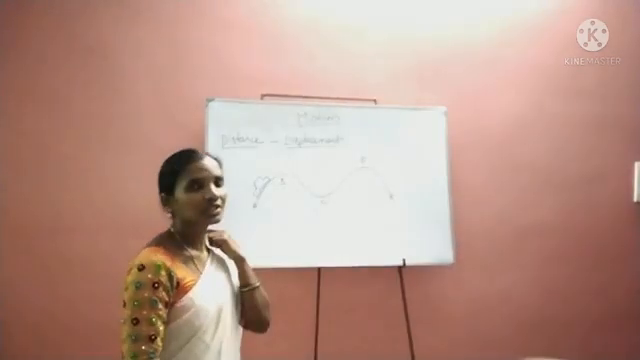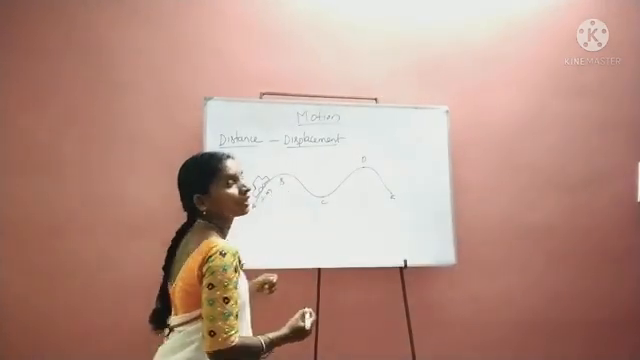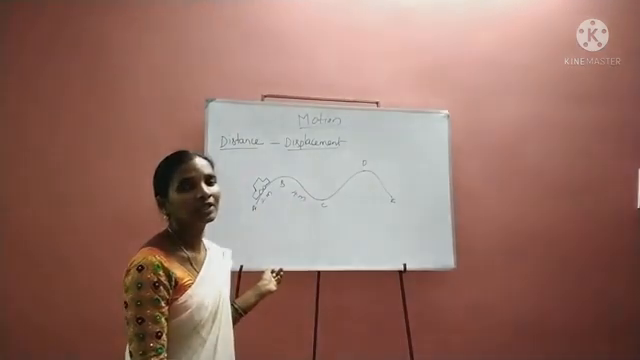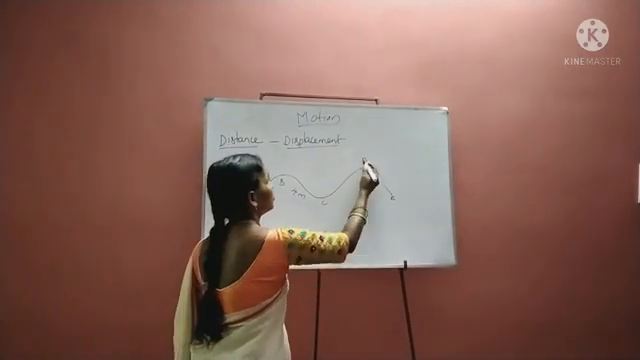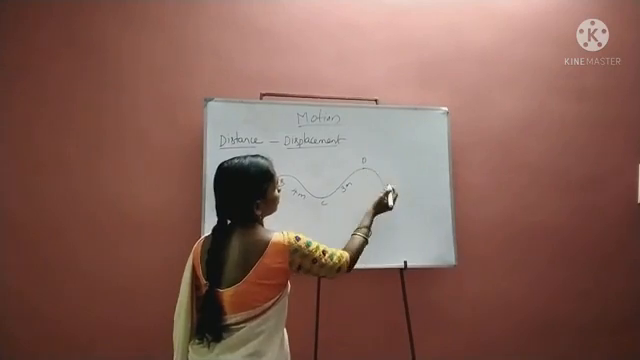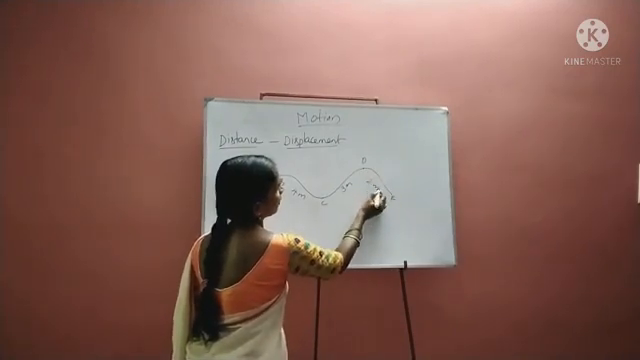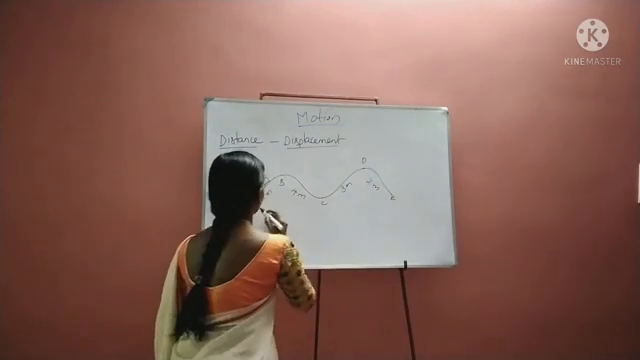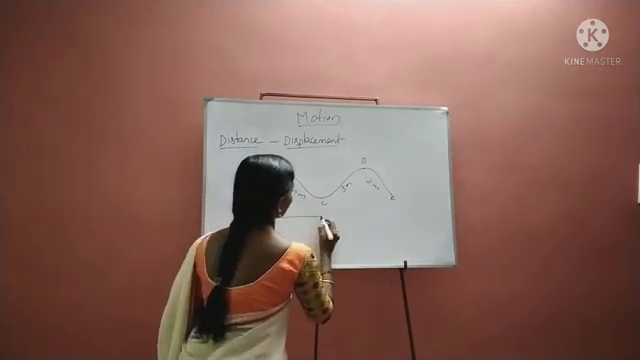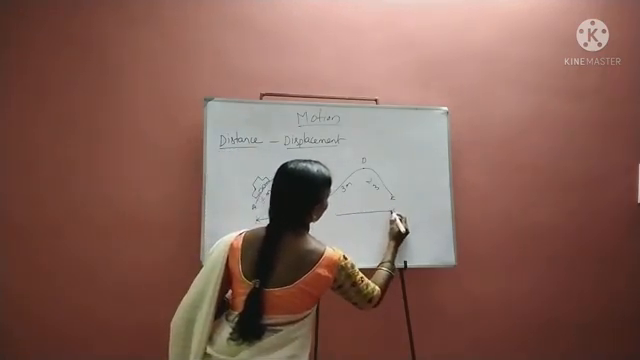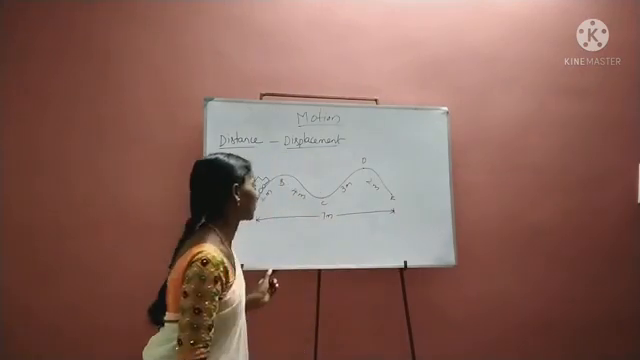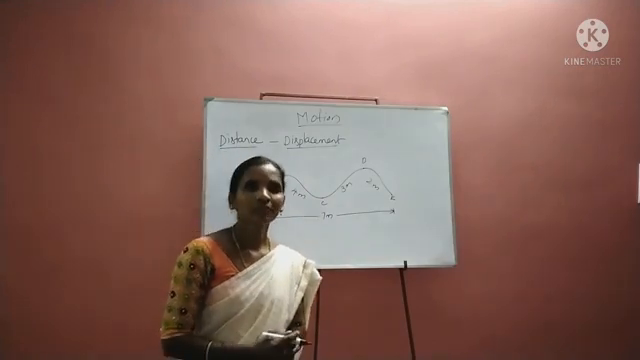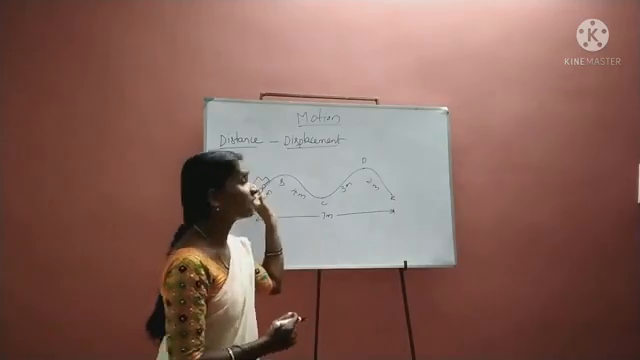Distance A to B is 2 meters. B to C is 4 meters. C to D is 3 meters. D to E is 2 meters. Finally, A to E distance is 7 meters.